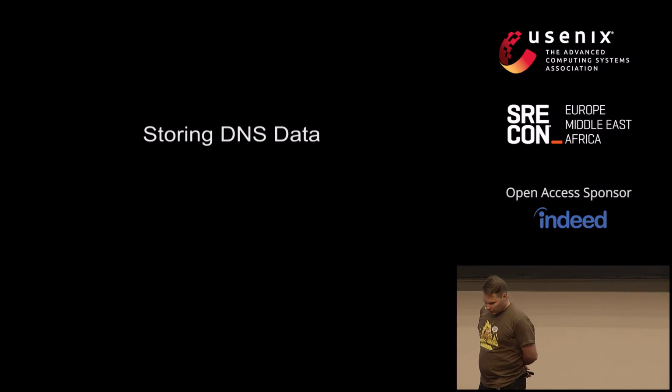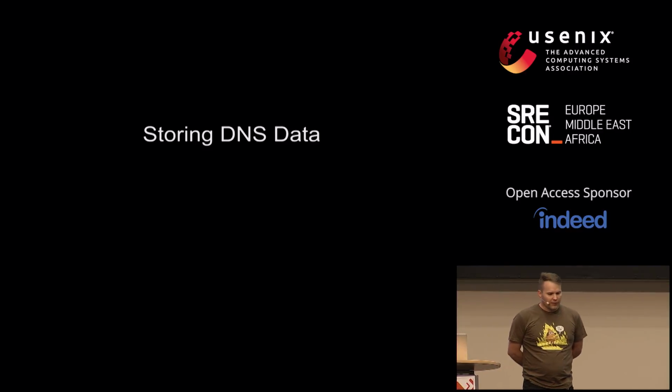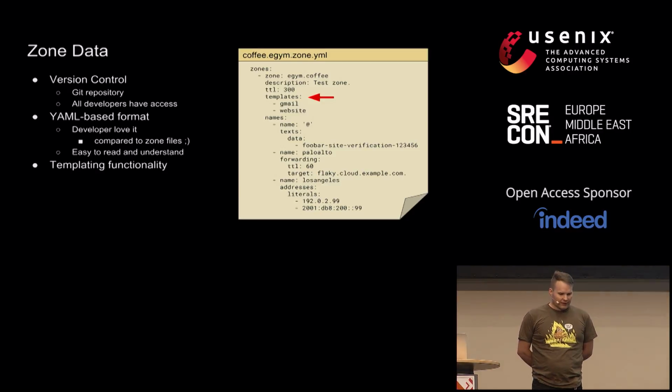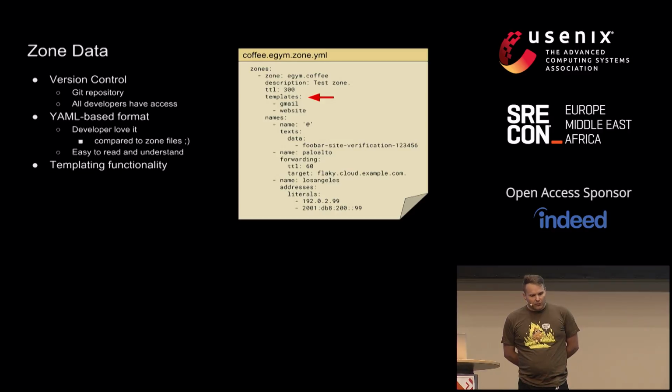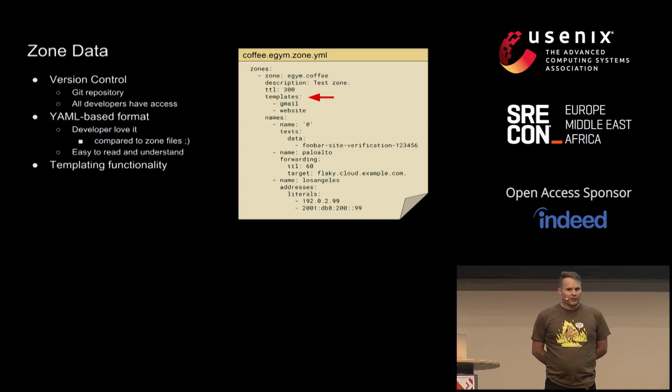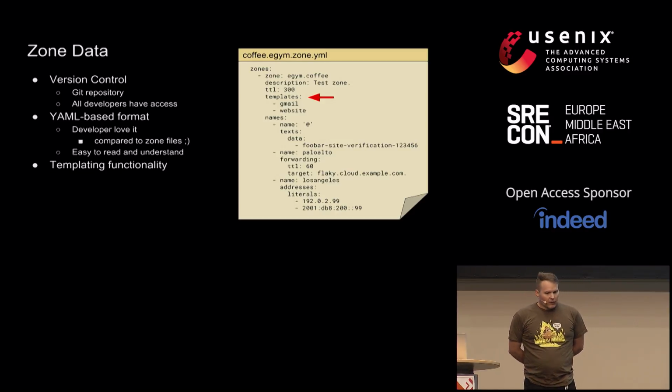So now that we found out what we want to achieve and how we want to divide the space in DNS, we had to think about how we want to store this data. Every engineer at eGym is proficient with Kubernetes. That's a skill that everyone has, and everyone uses Kubernetes every day. So that means YAML is the lingua franca at eGym for all kinds of configuration changes.